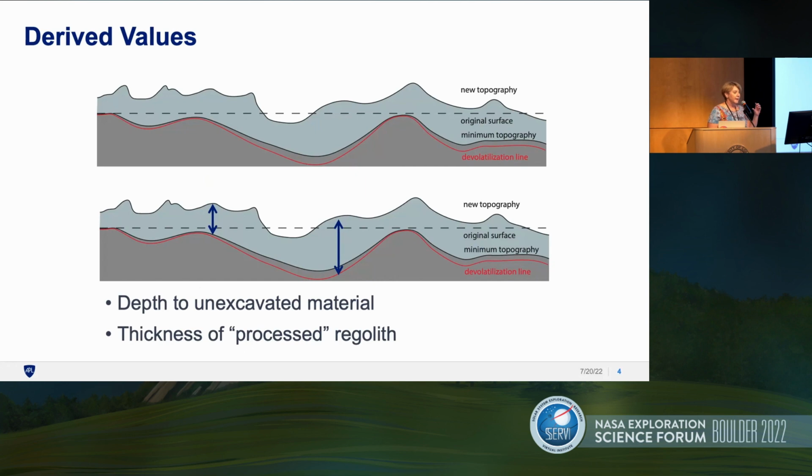One thing I can do is look from the final surface to the minimum topography. That's showing me the depth to get to unexcavated material. And then if you go all the way down to the devolatilizing line, that's the thickness of the processed regolith.